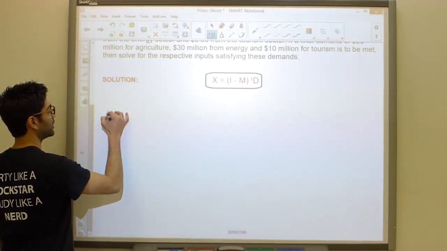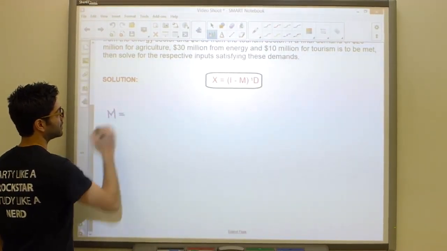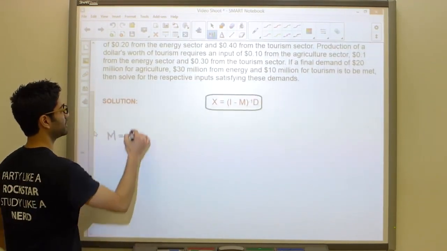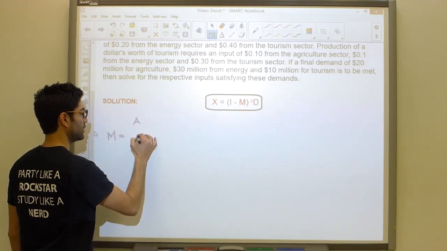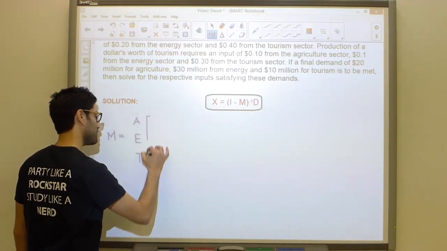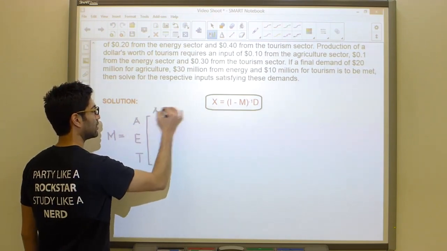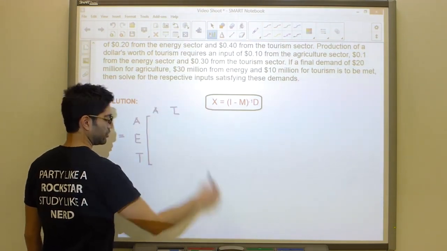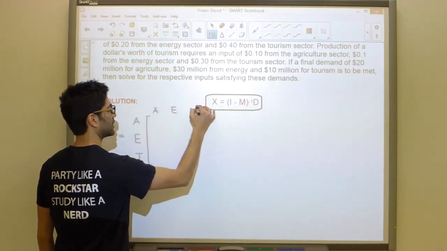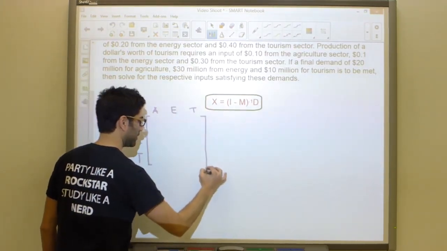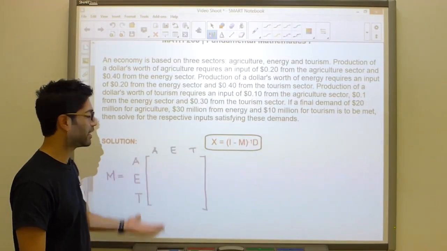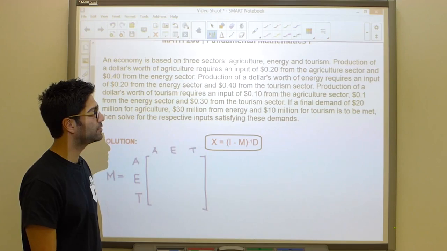Our technology matrix M is based on 3 sectors, and in our case, the sectors are agriculture, energy, and tourism. So the setup of the matrix is going to look something like this. And so we're going to read each sentence and insert our values, again, as columns and not as rows.